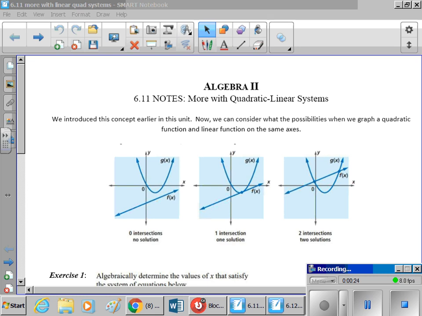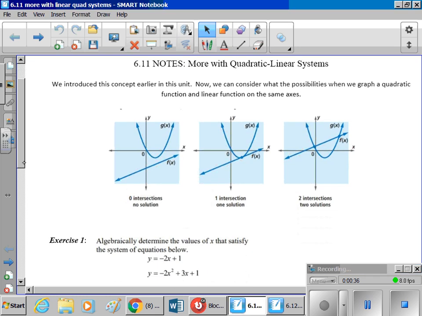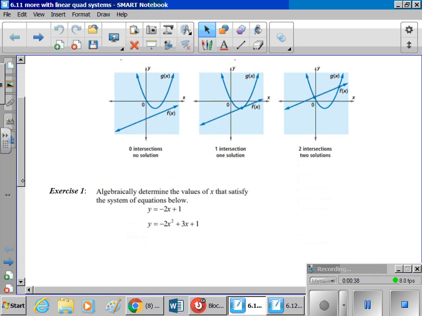We introduced this concept earlier in this unit. Now we can consider the possibilities when we graph a quadratic function and a linear function on the same set of axes. We talked about this before. How many possible solutions can we have? We can have no solutions. We can have one solution where it touches the line in one spot, or we can have two solutions.